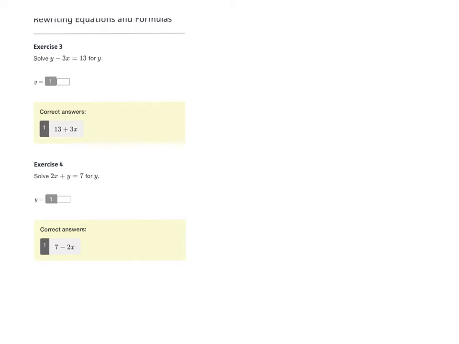Problem number 4, I've got 2x plus y equals 7. And so we're going to try and get this y by itself. How do I get rid of this positive 2x? What is the inverse of a positive 2x? It is going to be minus 2x, and we're going to do that to both sides.